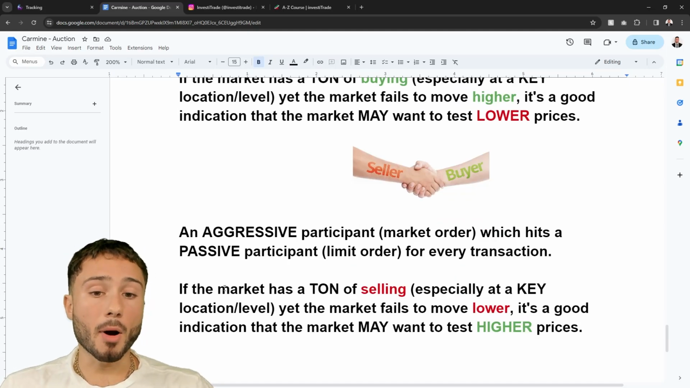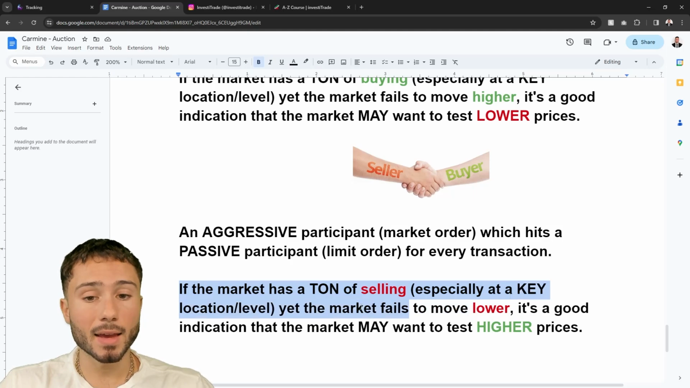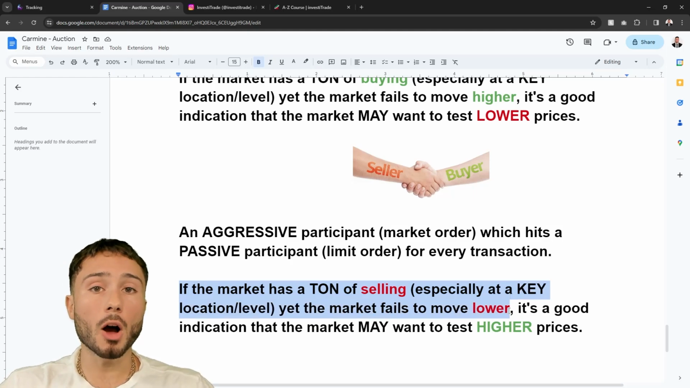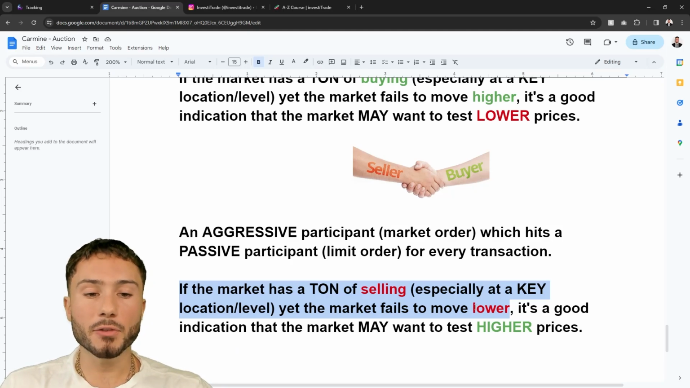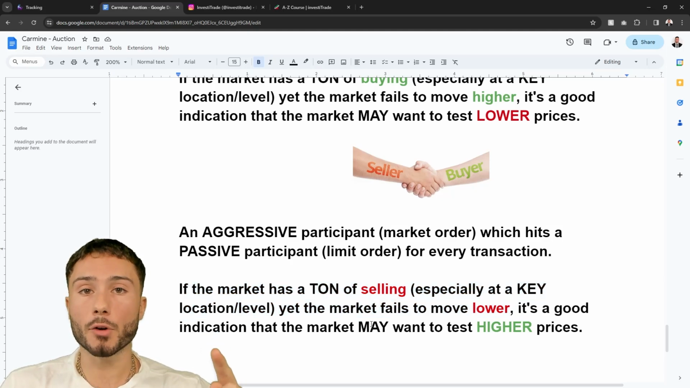Now flip this. If the market has a ton of selling, especially at a level of support or demand, yet the market fails to move lower. We see tons of aggressive selling stepping into the market, yet it's failing to move lower. It's a good indication the market may want to bounce and reverse higher.